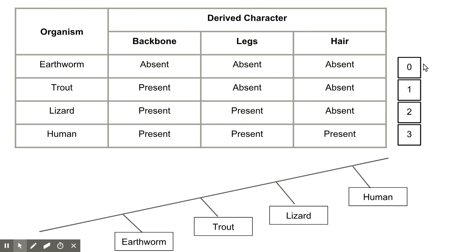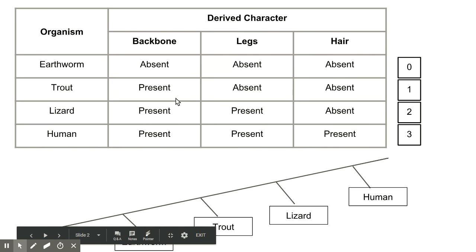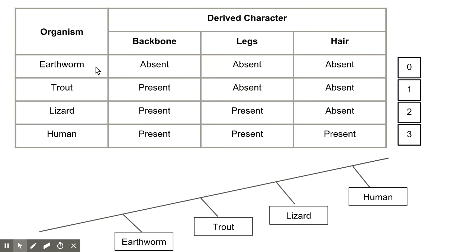So the next step is we go back to the beginning, back to the earthworm, and we start putting in these bullets. What I want to do is look at the earthworm, and it does not have any traits on this chart, so there won't be any bullets before its name. But then I compare the earthworm to the next one on the list. What does the trout have that the earthworm does not have? That would be the backbone, and therefore we put the bullet in between the earthworm and the trout.